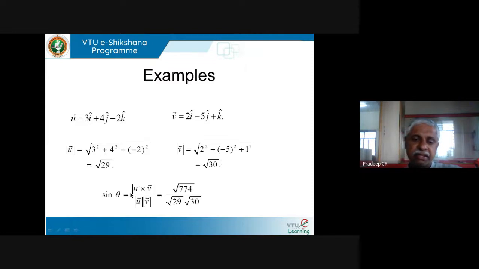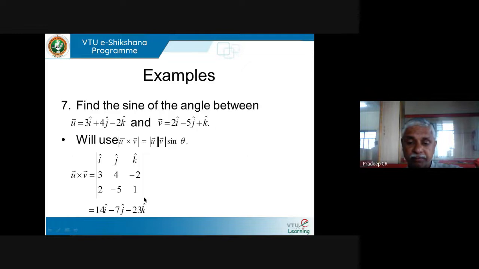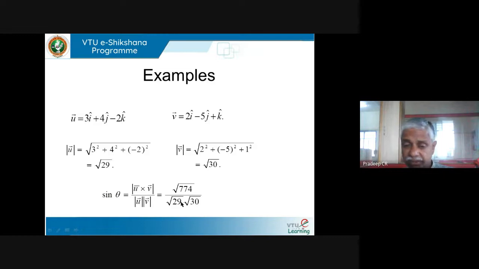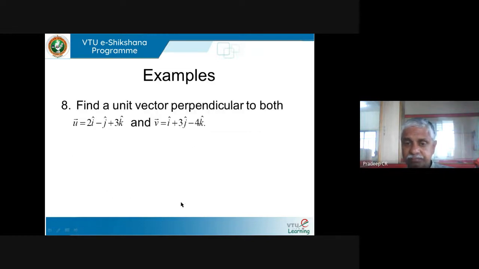And then sine theta is, as I said, the formula is mod of u cross v divided by mod u into mod v. So now I know all of them from the previous work. I know what is mod of u cross v. Now I know what is mod u and mod v. I substitute all of them. It looks like some horrible number, but sine theta is square root of 774 by square root of 29 into square root of 30. That's okay. So I found the sine of the angle between two vectors.